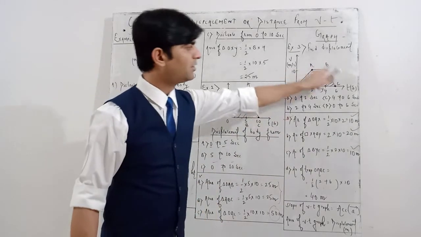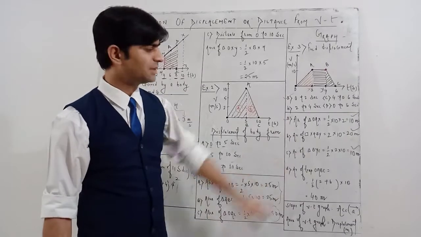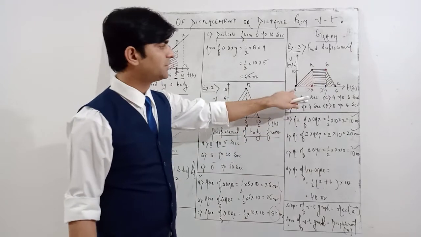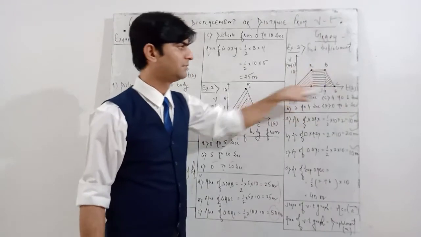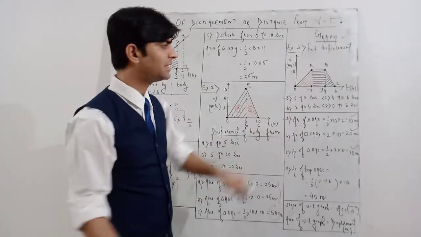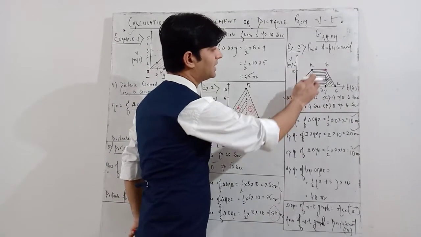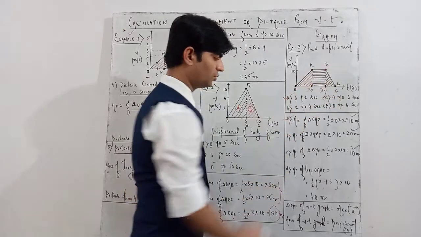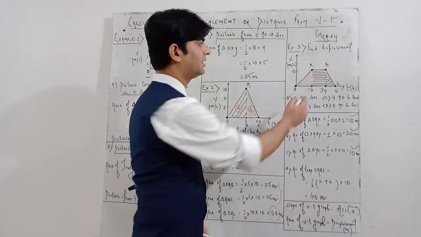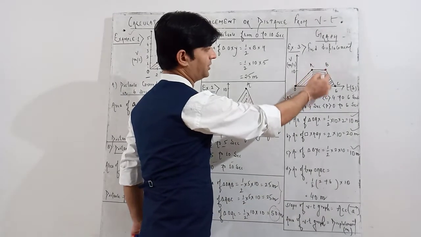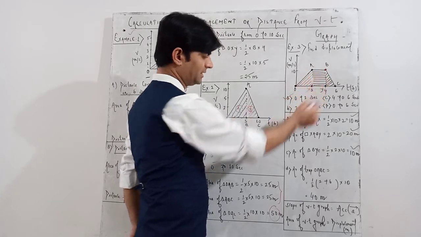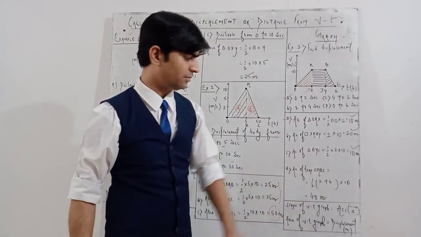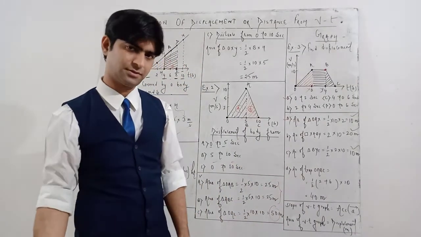If you calculate the area of the trapezium, the last part, 0 to 6 seconds, you must get 40 meters. So for 0 to 6 seconds, that means the entire graph, let us calculate. Area of trapezium is half of the sum of parallel sides into height. The parallel sides are AB and OC. OC is 6, AB is 2. So 2 plus 6, and the altitude, that is the height of the trapezium, is 10. So half of 8 into 10 is 40 meters.